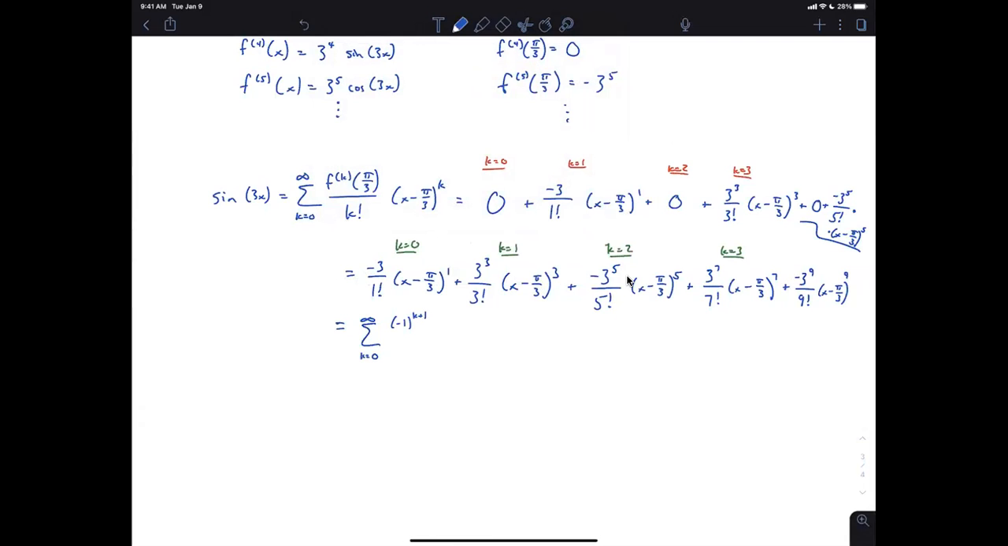Okay, so -1 to the 0 plus 1, that's -1 to the first, which is -1. If I plug in 1, 1 plus 1 is obviously 2, -1 squared is 1. If I plug in 2, -1 to the third is -1, and so on. So that gets me the alternating part. Then we have a power of 3, but those are odd powers of 3.